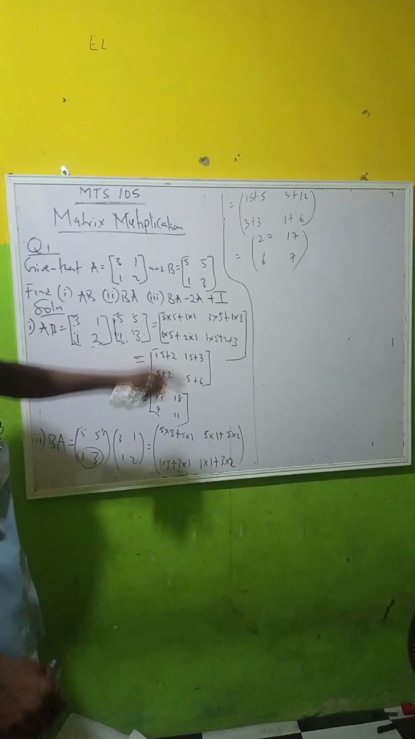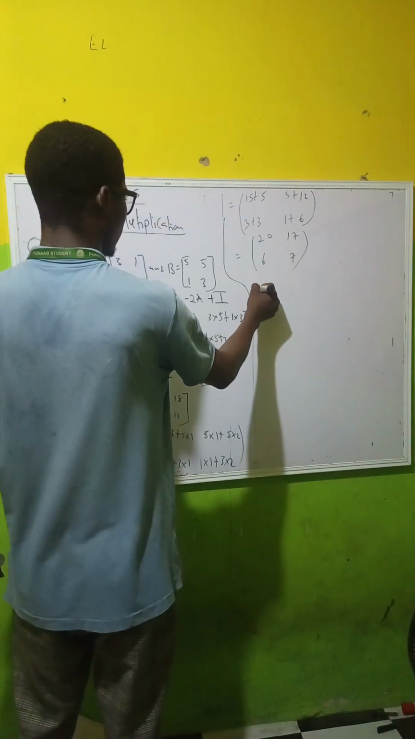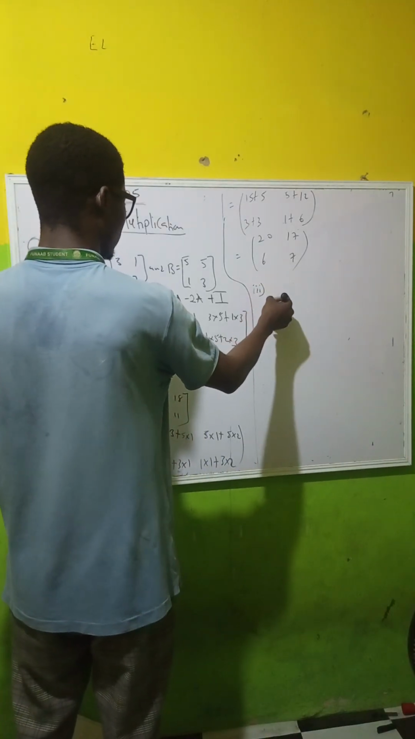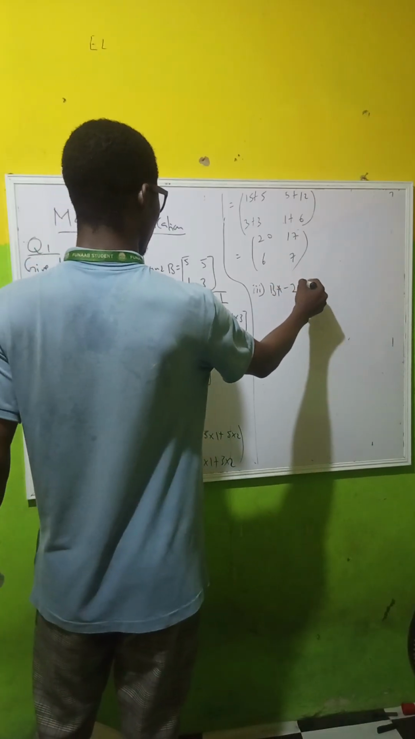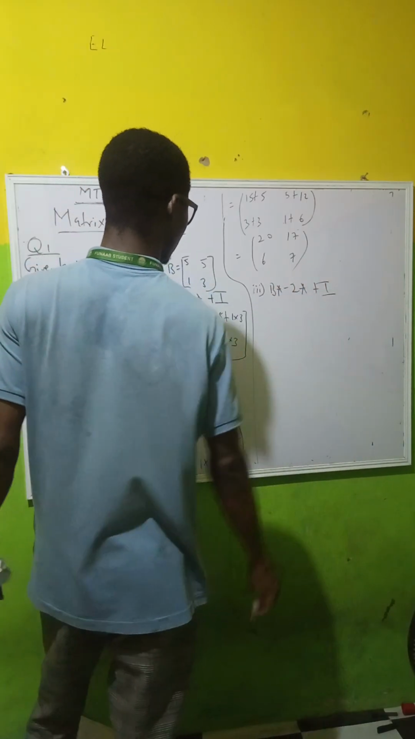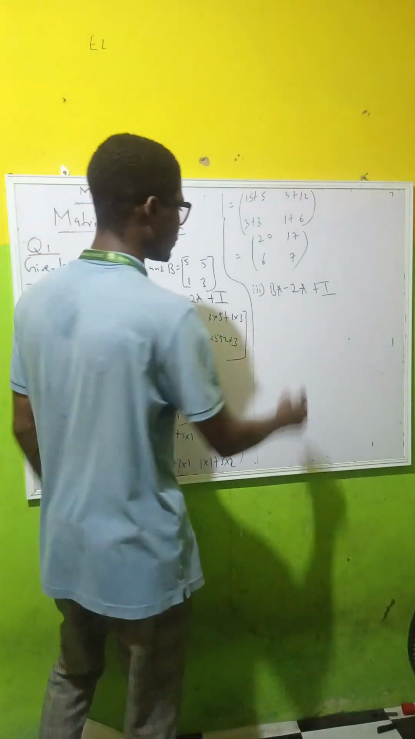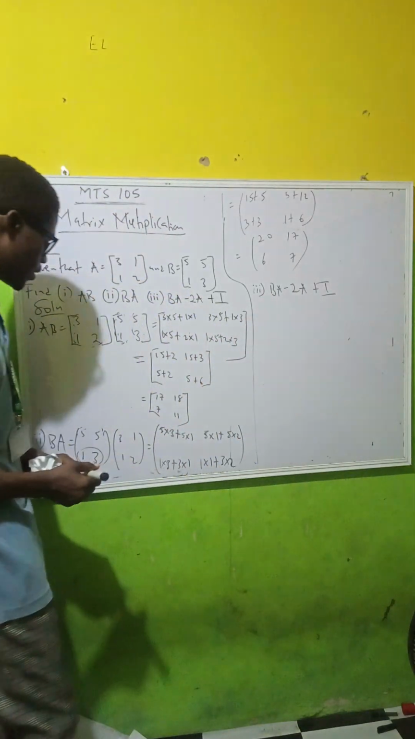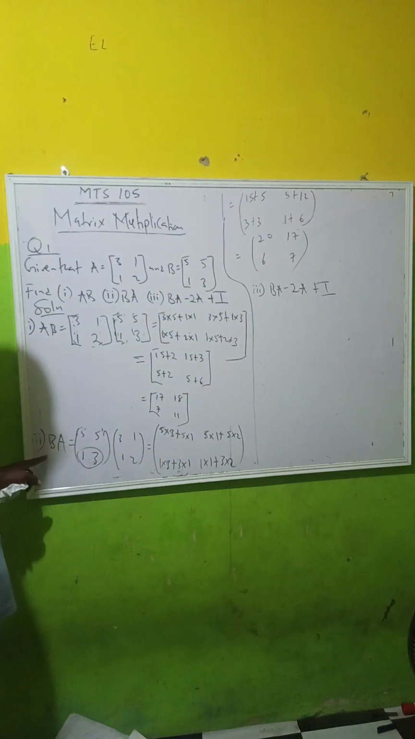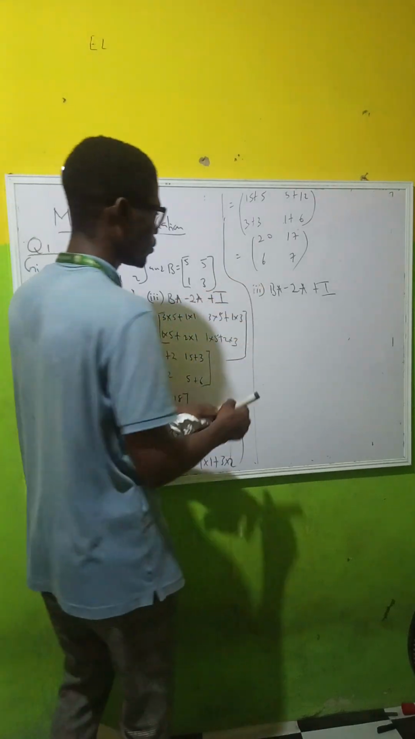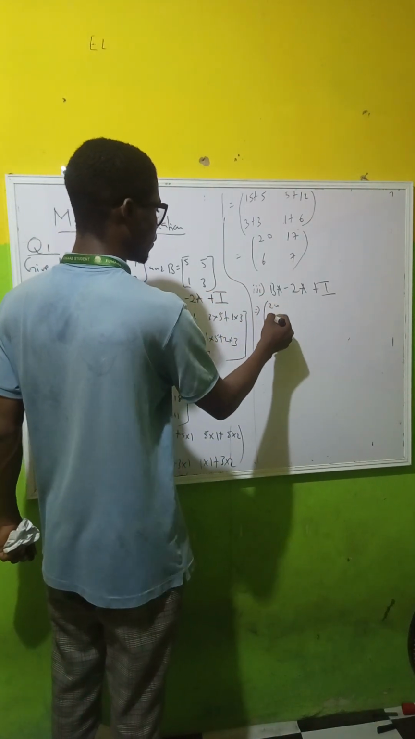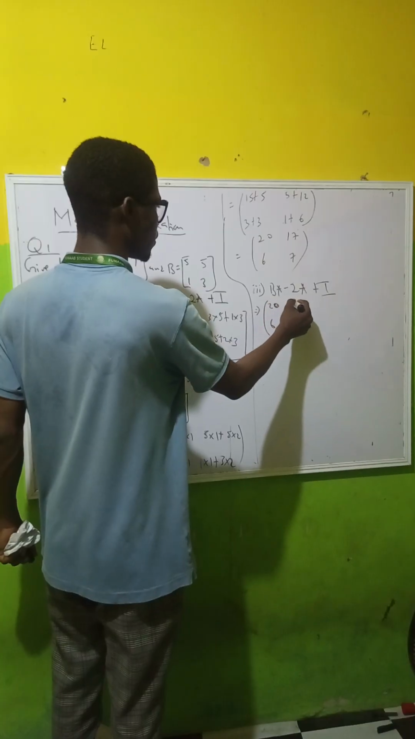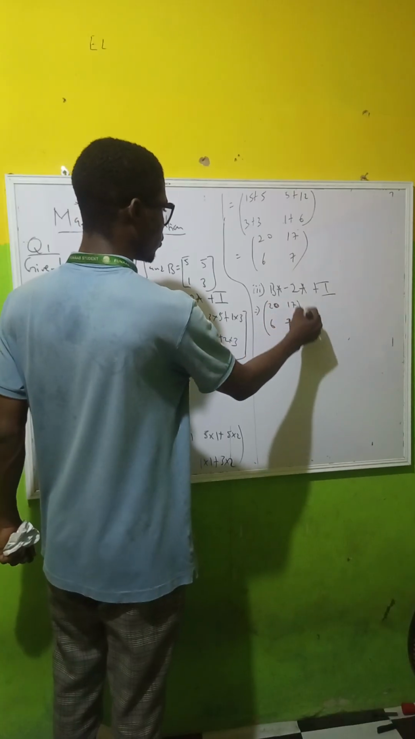So let's move to the last one. 1, 2, 3. So we're having what? BA plus 2A plus I. So now, what is BA? We have already solved for BA earlier. This is BA that we solved for. This is the result. So it implies 26, 17, 7. We have already solved for this before.